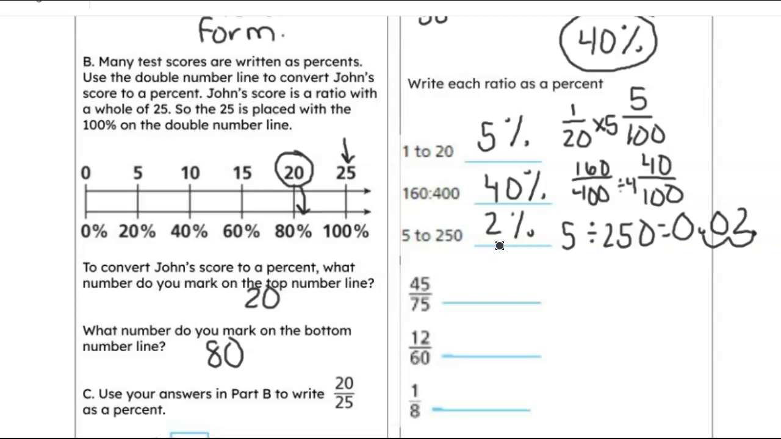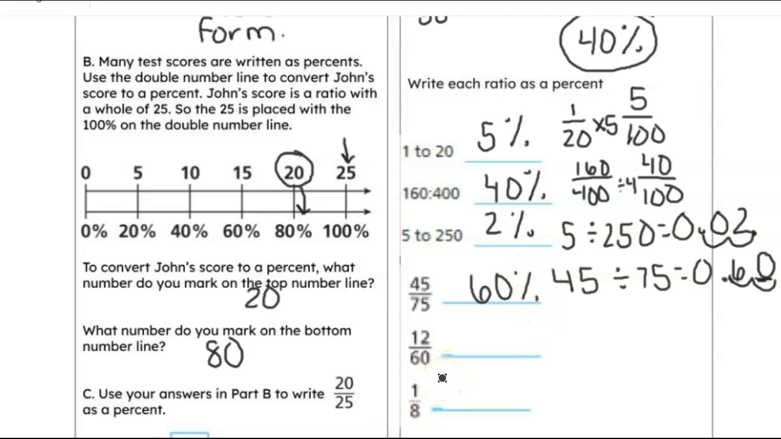45 over 75. I'm going to choose to divide that in my calculator. So I'm going to take the top number and divide it by the bottom number. So I have 45 divided by 75. And I get 0.6. To change a decimal to a percent, we're going to move it 2 times to the right. And this time we have this little blank spot. In that blank spot, we're going to put a 0. So we have 60%.